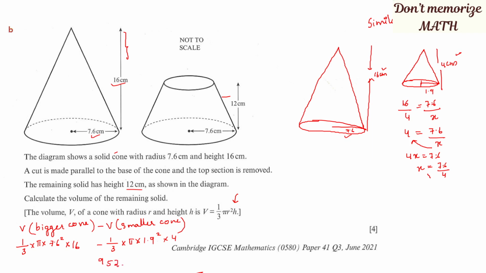So 952.6565. Round and write in 3 significant figures. The very next digit is more than 5, so you can round up. So 953. All the units are in centimeters, so you can write centimeter cube as the unit. Normally if you are using similarity, sometimes it will be more than 4 marks. So this question is very important, keep it in mind and practice more questions.